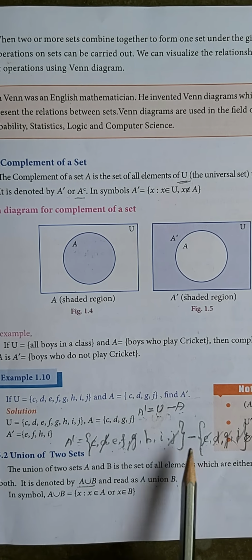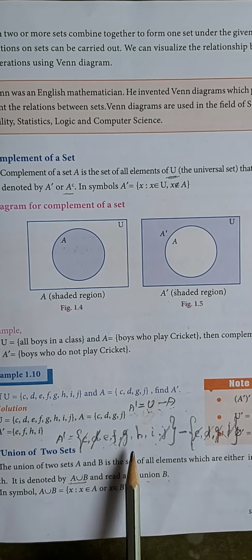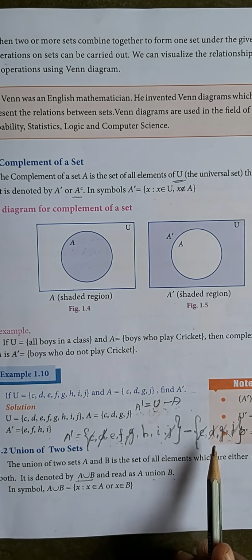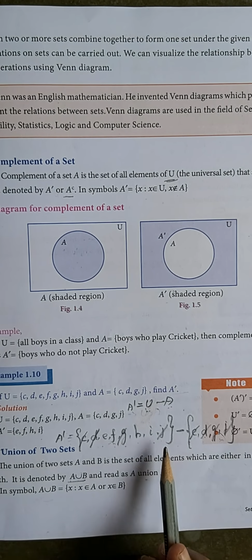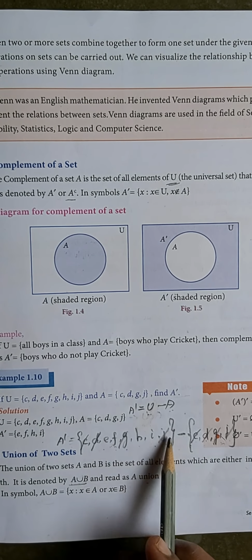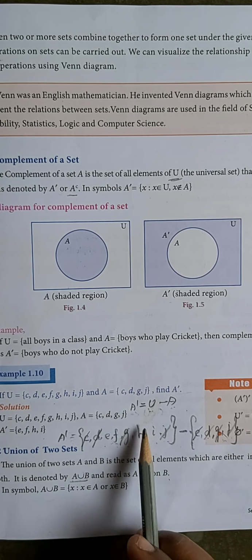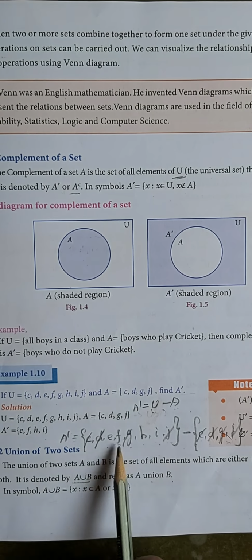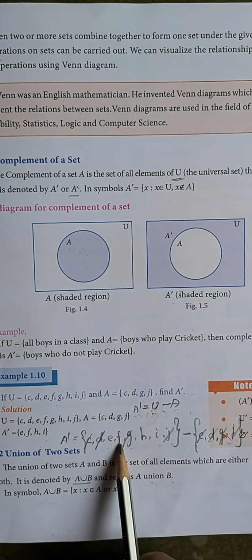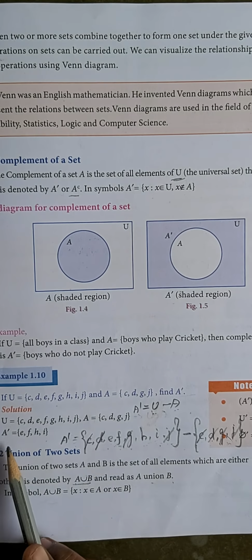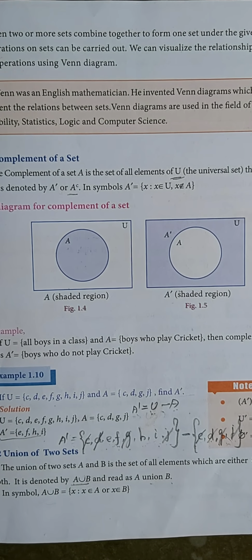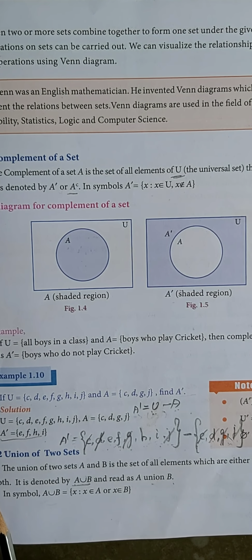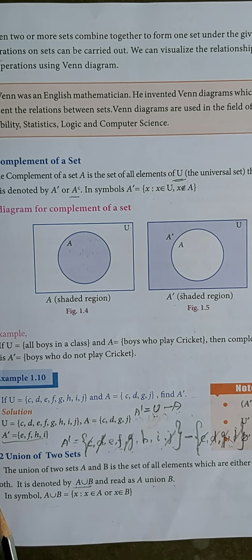Okay. First you write this formula method. Next you subtract. Here C and here also C, so you cancel. Here D, D, G, G, J, J. What is the balance value of the universal set? That is the answer: E, F, H, I. That is A dash. Second, there is another method.